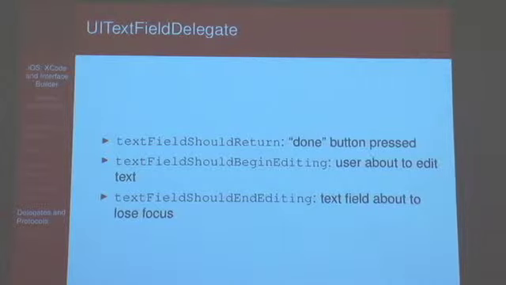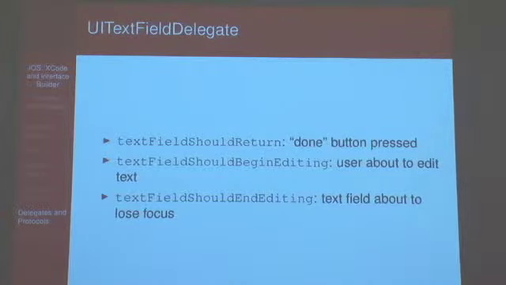So some of the methods that are included in here are textFieldShouldReturn, and these names get progressively longer. But what this means is, if I implement this protocol, that means that when something happens with my text field, I can respond to various events. So for example, the one we're going to be looking at is when you press the done button.